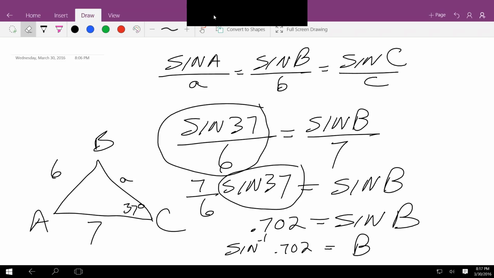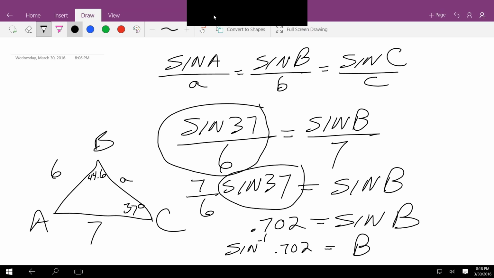Magic. Okay. So what is the inverse sine of 0.702? I got 44.58. Okay, so I'm going to put that in there. 44.6, we could just round up.